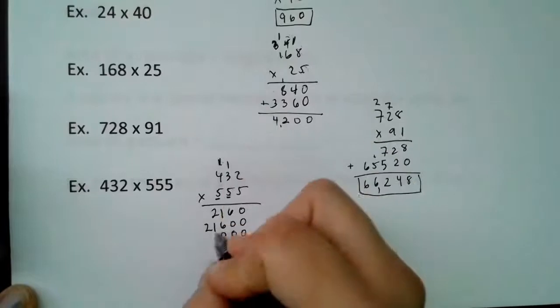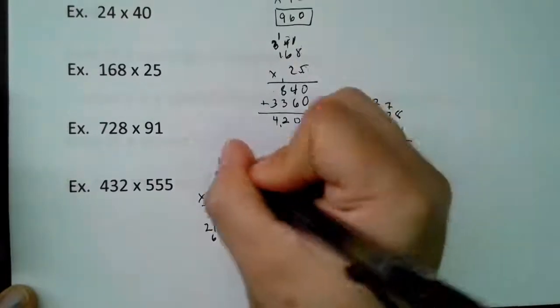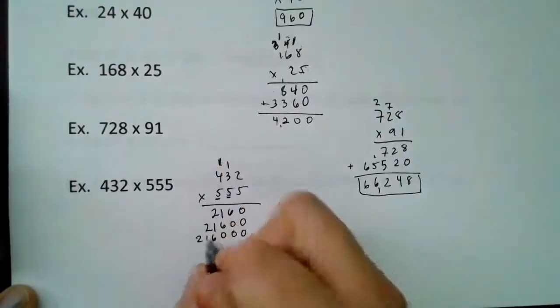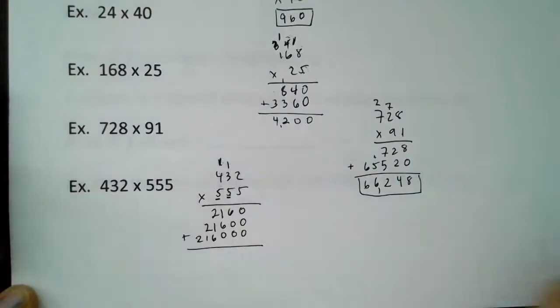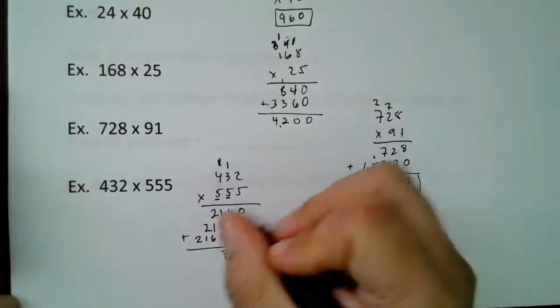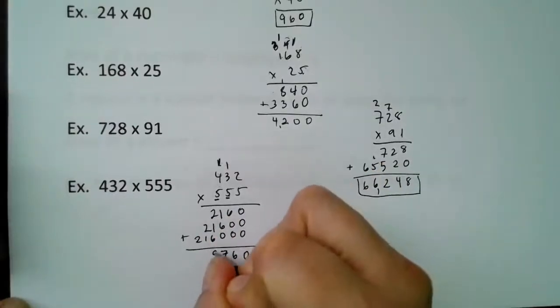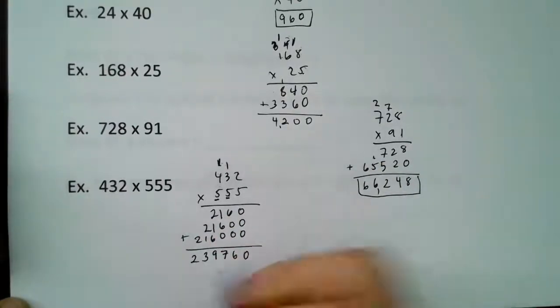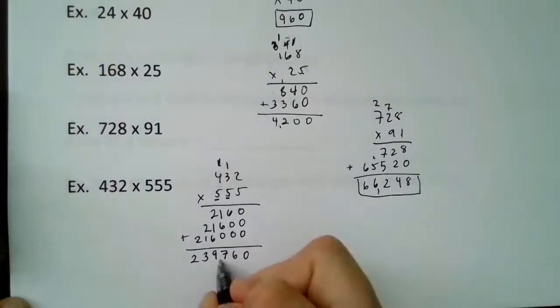And then you add the 3 together, and you would get 0, 6, 7. This would be 9, and then this would be 3, and this would be 2. So you would get 239,764 as your answer. Okay, great.